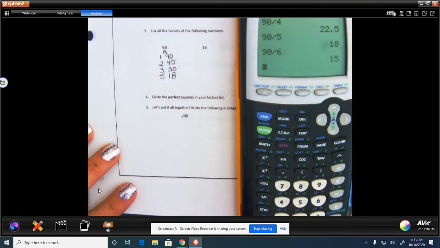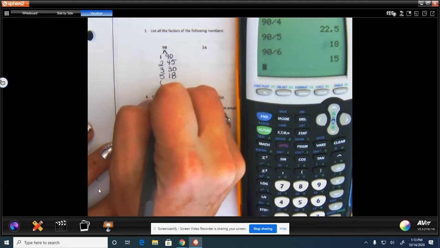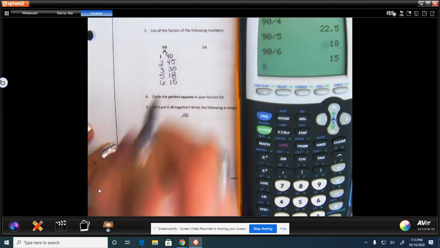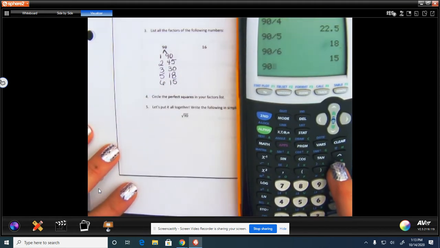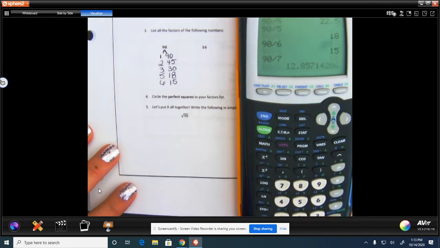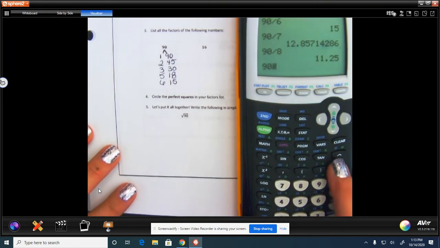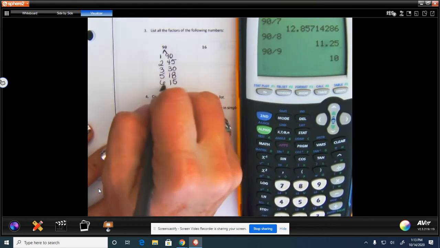Take 90 and divide it by 6, the next number up. Ooh, that one works too. 6 and 15. And I take 90 and I'm going to divide it by 7. I get a decimal, so I don't want to use that. I'll try the next number, which is 8. Again, a decimal. I don't want to use that. 90 divided by 9 is 10.